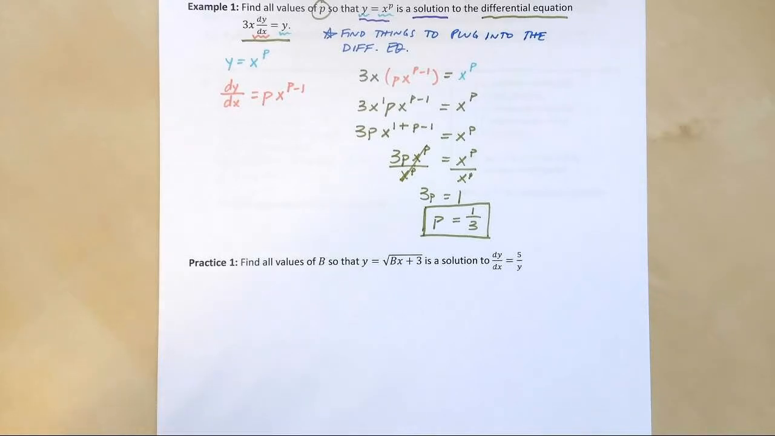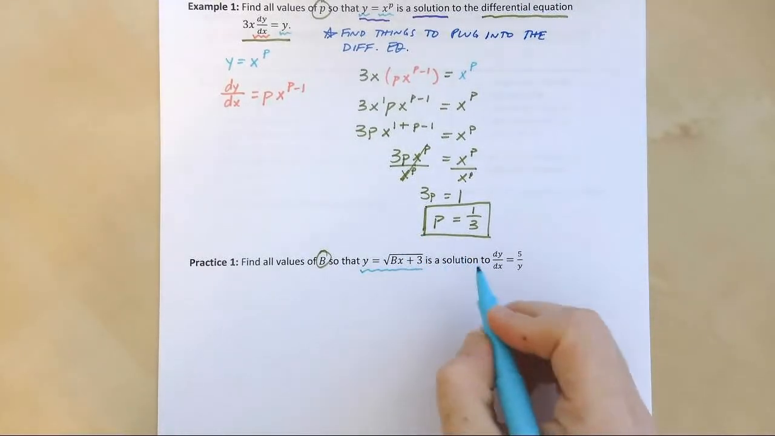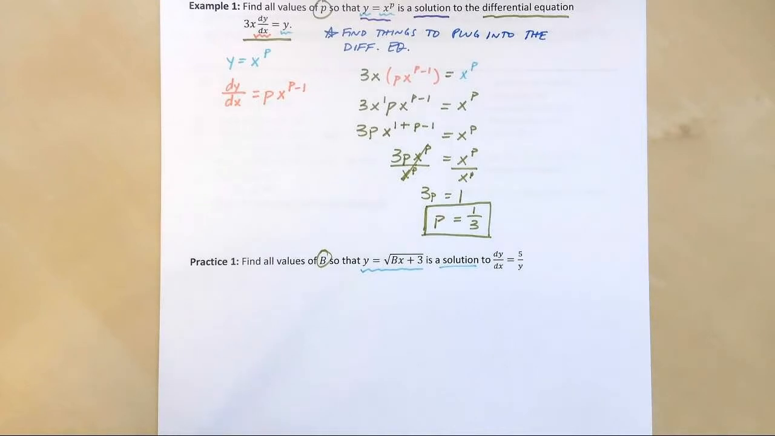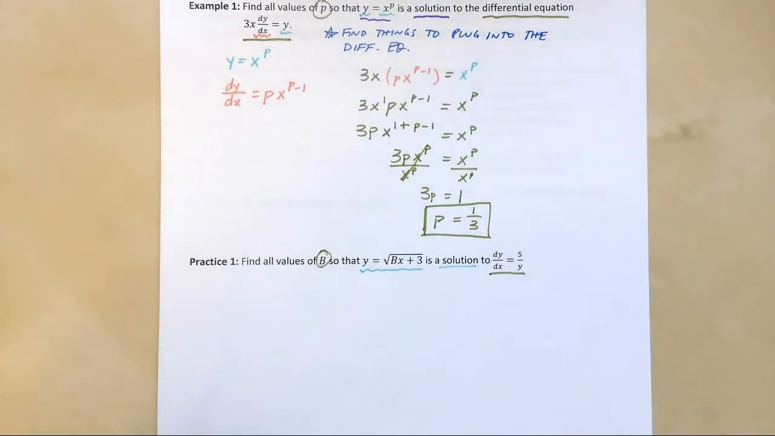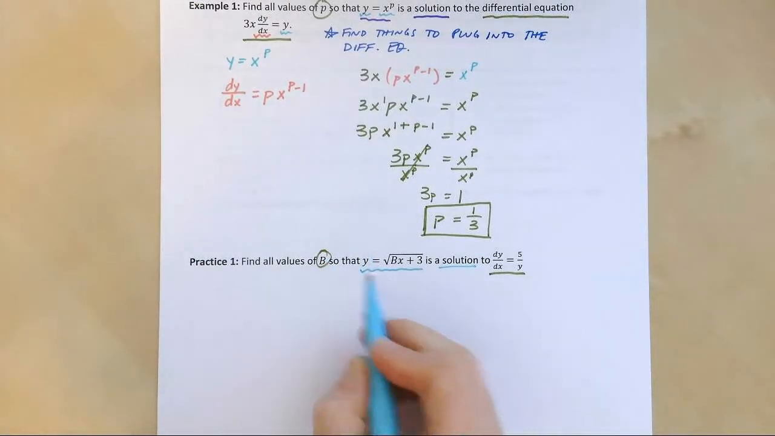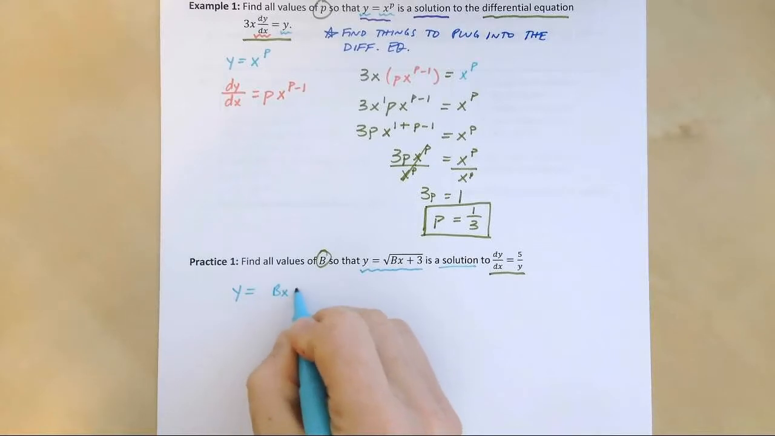Cool. Now let's go over your practice problem. We are trying to find all values of b so that y equals the square root of bx plus 3 is a solution to this differential equation, dy/dx equals 5 over y. We're going to do the same thing as last time. We want to find things to plug in. We were given y again, so we can plug in y equals the square root of bx plus 3.